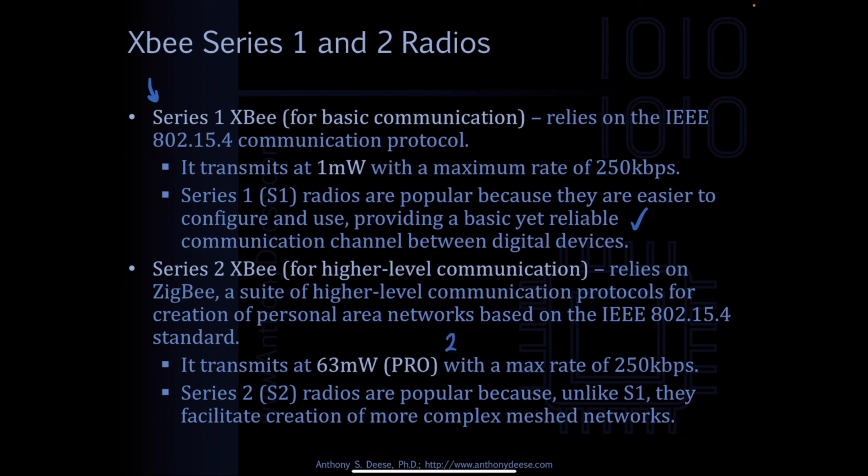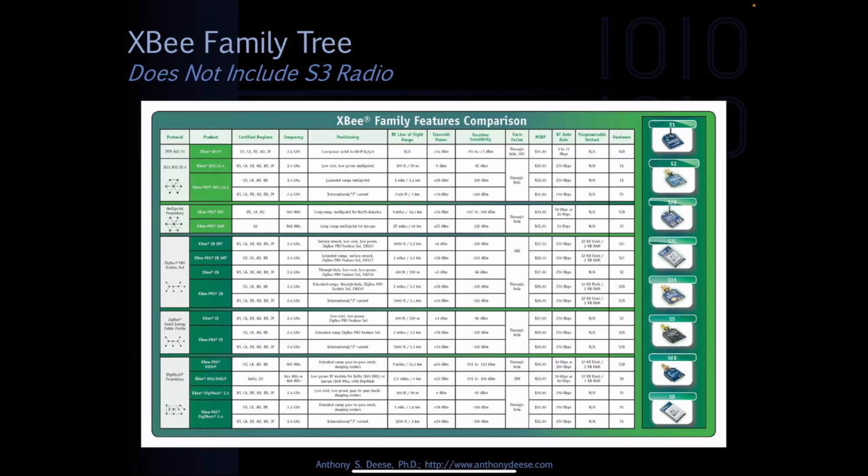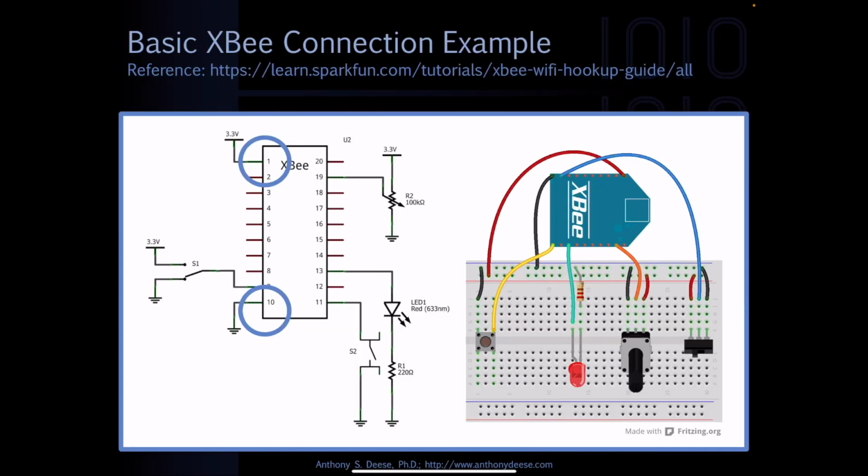There's also a non-Pro 2 milliwatt version with a maximum rate of 250 kilobits per second. The Series 2 radios are popular because, unlike the S1, they facilitate creation of more complex and potentially meshed networks. You can see here, this is some documentation from Digi, and it displays the different types of XBee radios that are available. You have your Series 1, you have your Series 2, there's various versions of your Series 2, as well as your Series 3, and we're really not going to talk about the versions that have higher version numbers.